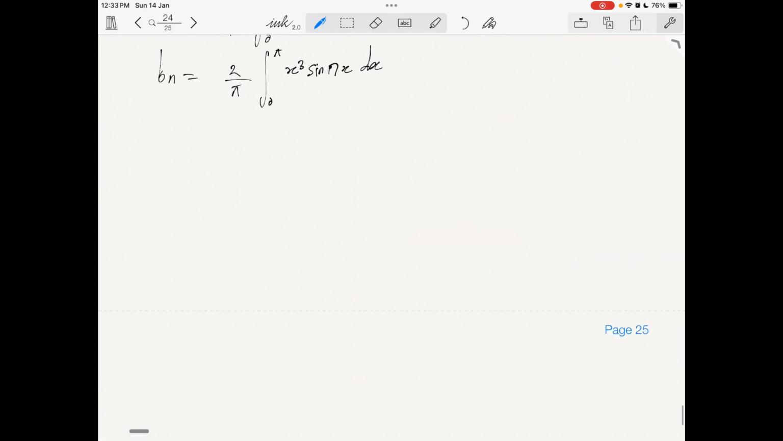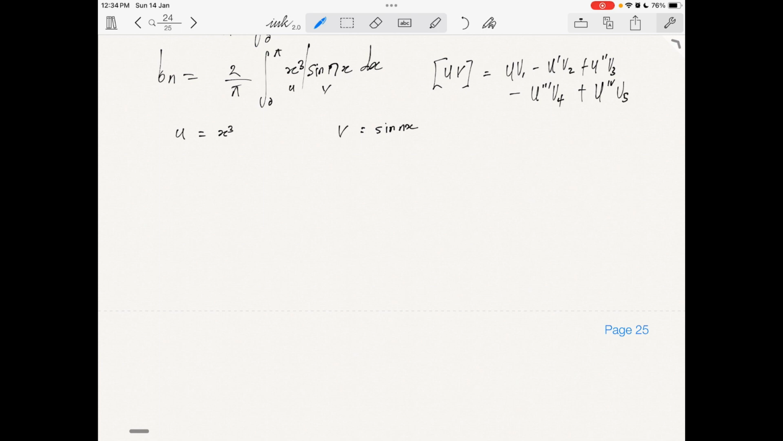Now to solve this, we move in terms of uv, where u is equal to x raised to power 3 and v is equal to sine nx. And we duly recall that integrating two functions u and v gives u v1 minus u prime v2 plus u double prime v3 minus u triple prime v4 plus u iv v5, minus, and it continues in that order.